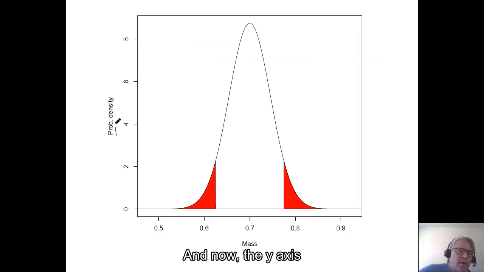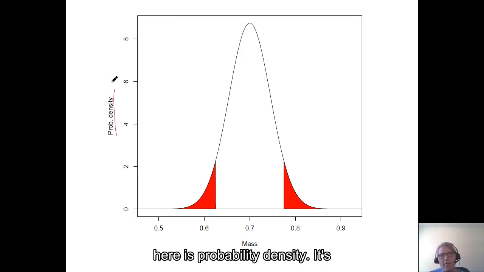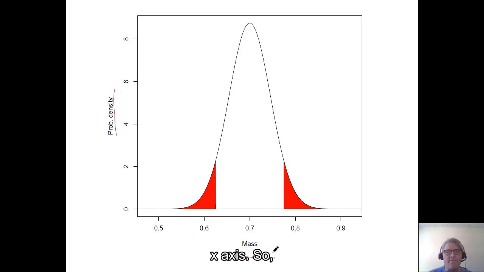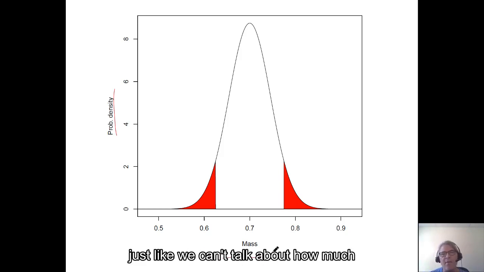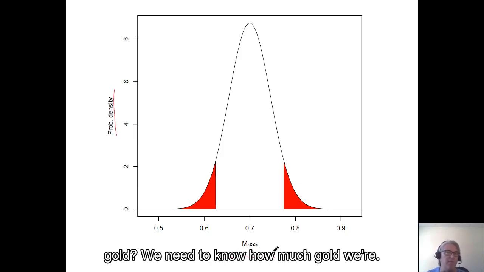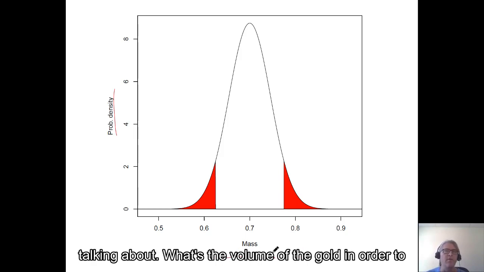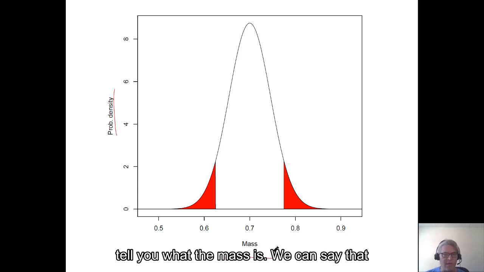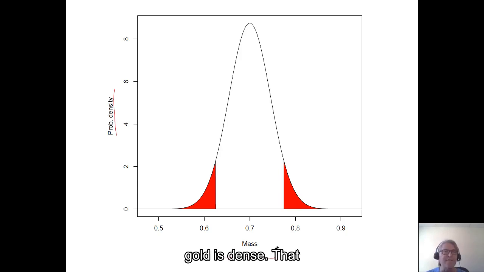And now the y-axis here is probability density. It's how much probability you have as you move a unit along the x-axis. So just like we can't talk about how much gold weighs, what's the mass of gold, we need to know how much gold we're talking about, what's the volume of the gold, in order to tell you what the mass is. We can say that gold is dense.